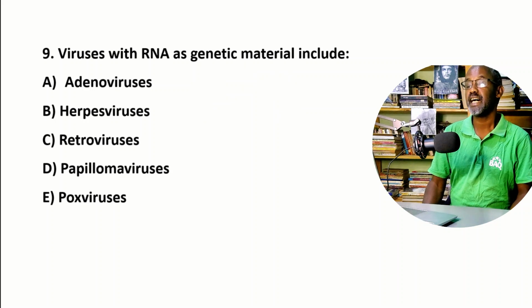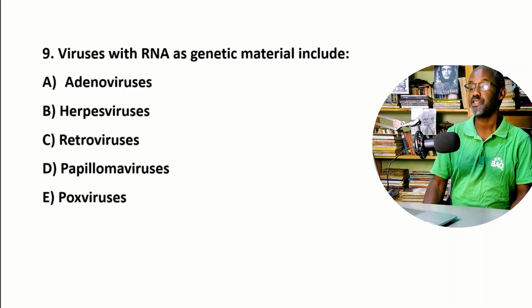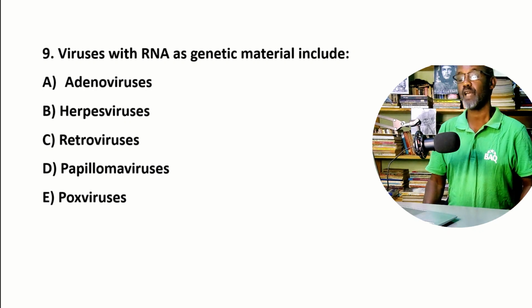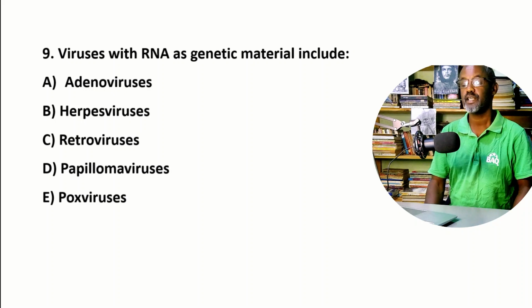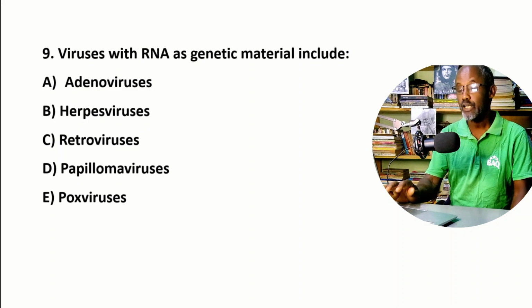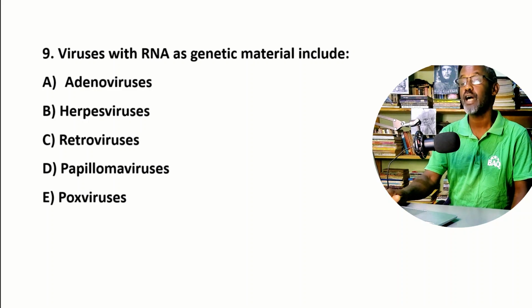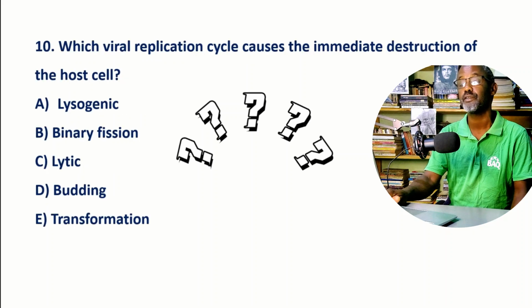Question number nine. Viruses with RNA as genetic material include: A. Adenoviruses. B. Herpes viruses. C. Retroviruses. D. Papillomaviruses. E. Pox viruses. Which one is an RNA virus? Because I have taught you this much, I will leave this question for you to work on. It's very simple, of course.